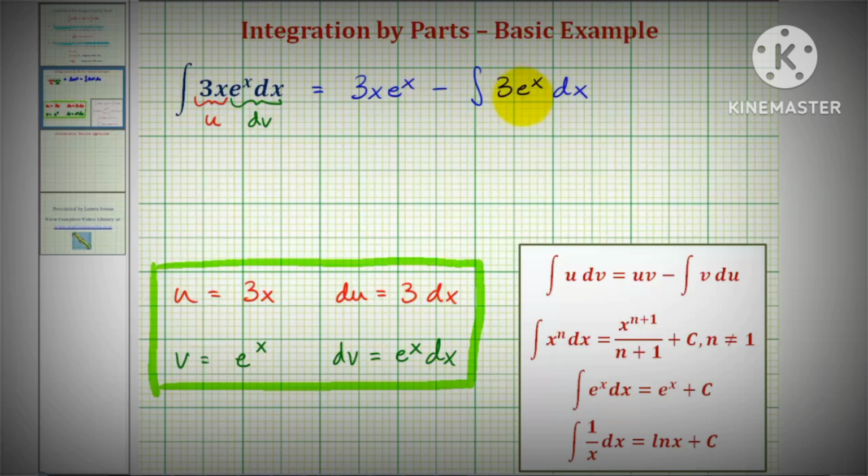The integral of 3 e to the x with respect to x is just 3 e to the x. So the antiderivative is 3x e to the x minus 3 e to the x plus c, which means the derivative of this family of functions will be 3x e to the x. And if we want to, we could verify that.